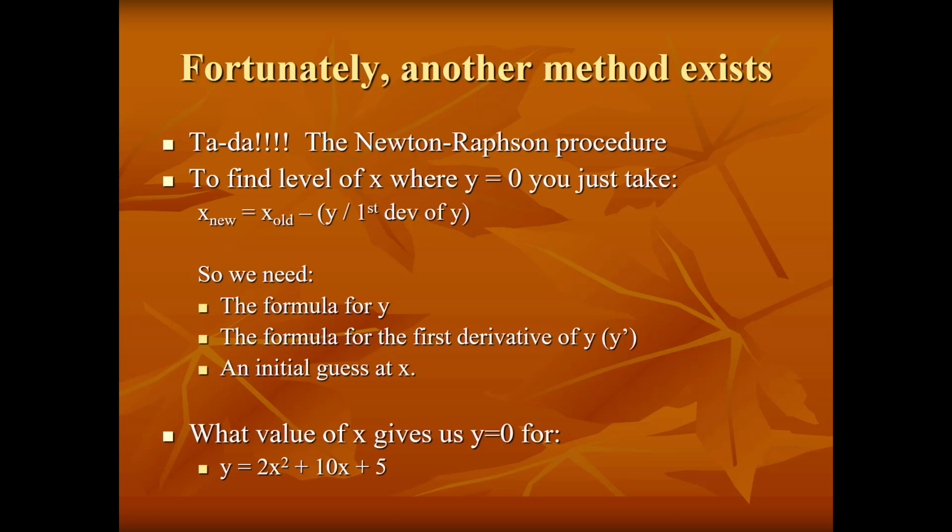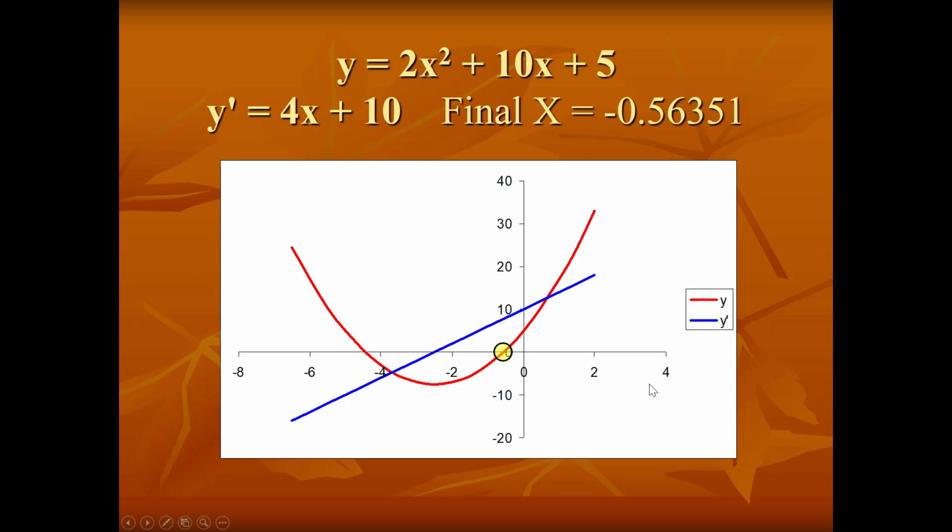And first, I'll start by showing you the final solution that we're going to find here. So this is the original formula, y equal to 2x squared plus 10x, and that's graphed in red. And you can see that that function takes on a minimum value over here. But what we're trying to do is find at what value of x y equals 0. And in order to do that, we're going to take the first derivative, which is graphed here, this 4x plus 10, the y prime, and the final solution we're going to get to is an x value of negative 0.56351, which you can see is right here.